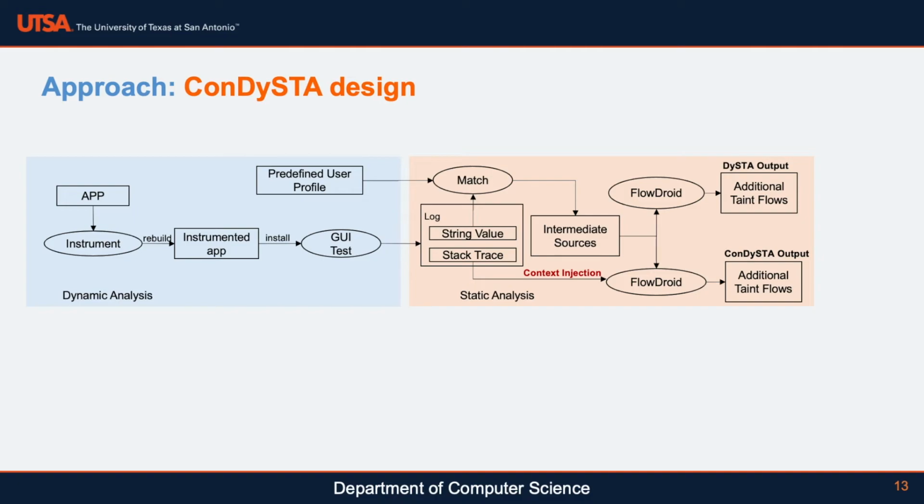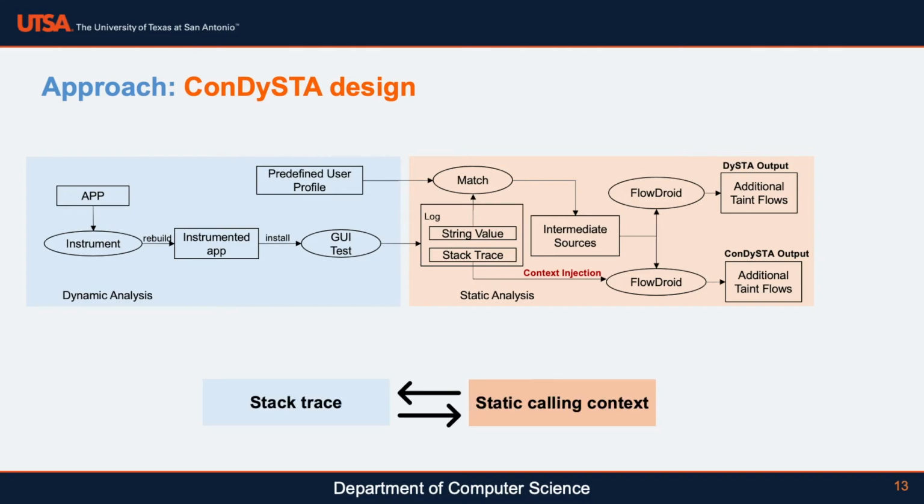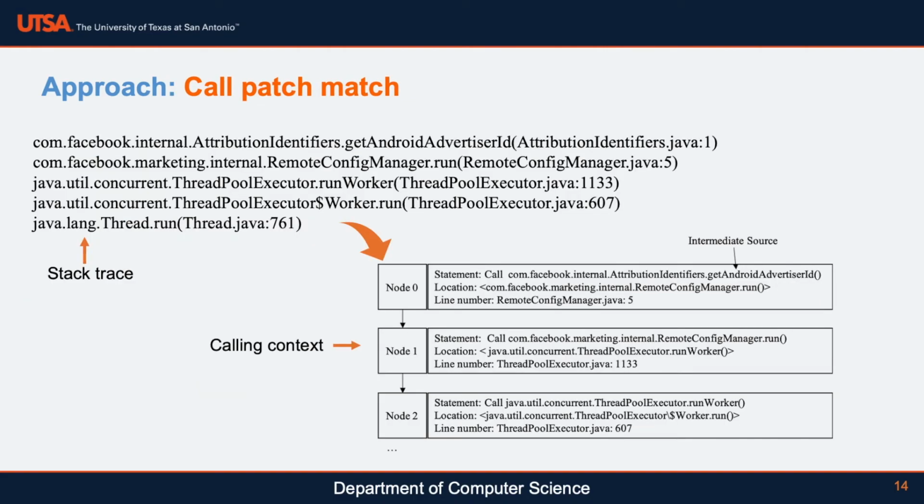In order to add context information, ConDySTA takes advantage of a key observation that the static calling context of an intermediate source is always a subsequence of the call stack trees. In order to match the static calling context with the stack trees, we converted the dynamic call stack trees into a calling context like this.